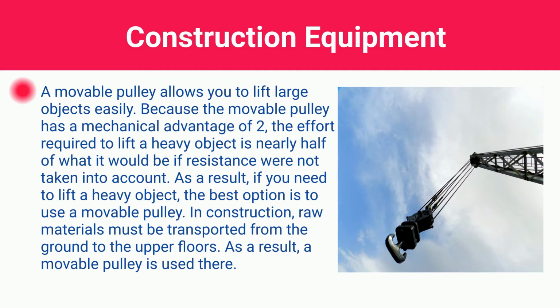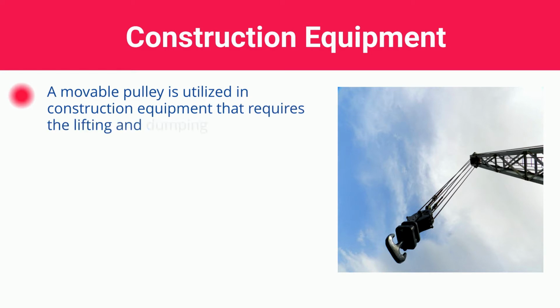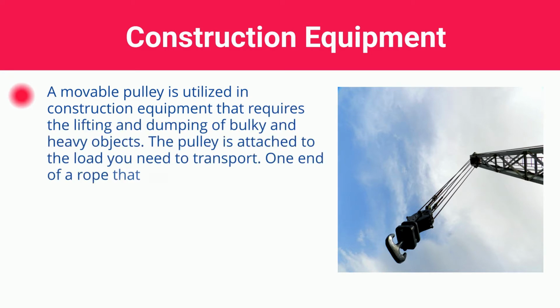In construction, raw materials must be transported from the ground to the upper floors. As a result, a movable pulley is used there. A movable pulley is utilized in construction equipment that requires the lifting and dumping of bulky and heavy objects.